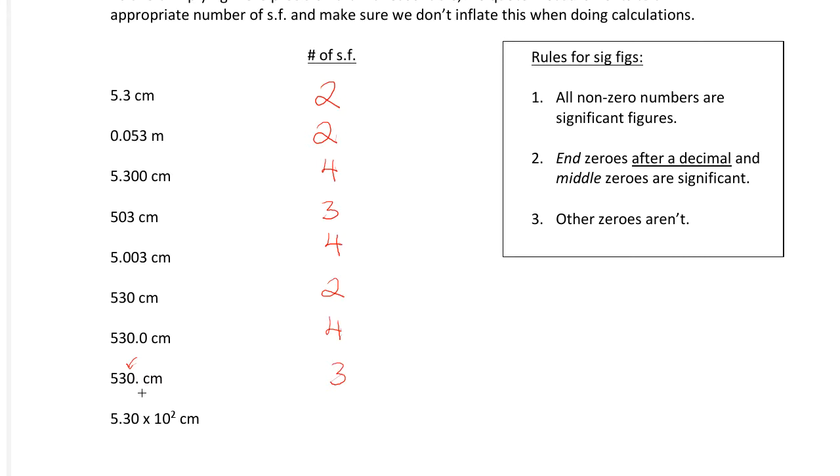But this point is pretty hard to see, and so you might mistake that for 530 with only 2 significant digits. So a safer way of doing it is to write it in scientific notation. 5.30, that clearly has 3 significant digits because this 0 is significant because of the decimal, and so we have 3 significant digits.